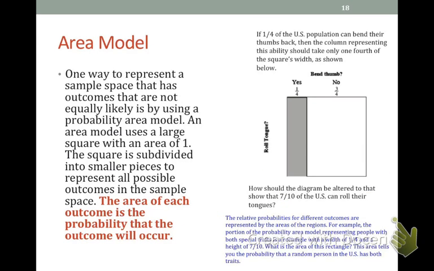Okay, so here is a new one, though. This is an area model, and these are very confusing. So one way to represent a sample space where the outcomes are not equally likely is by using an area model.